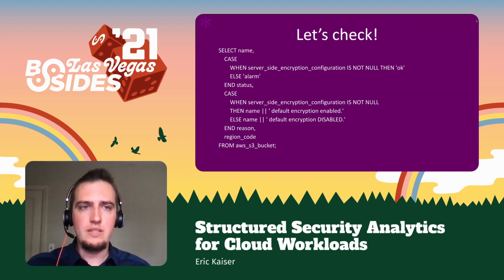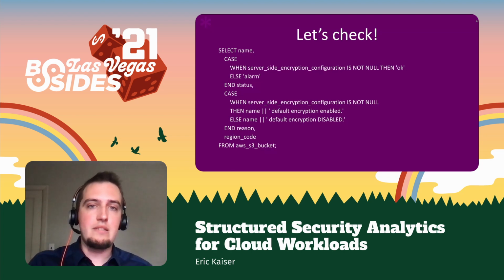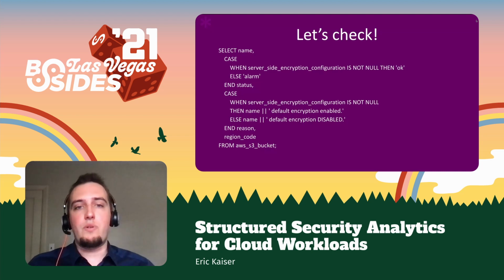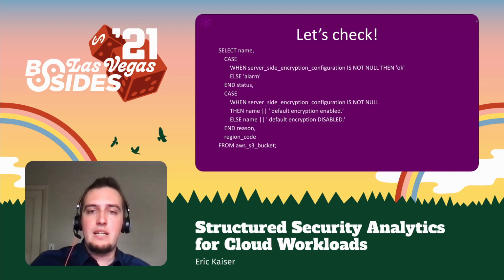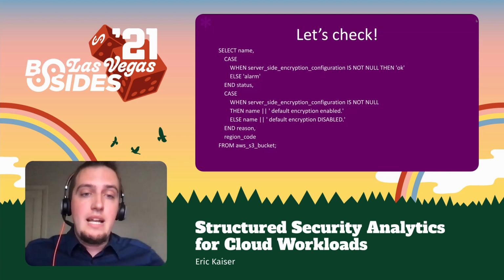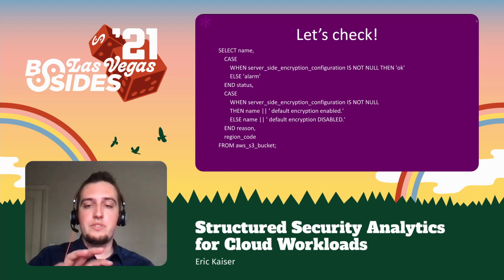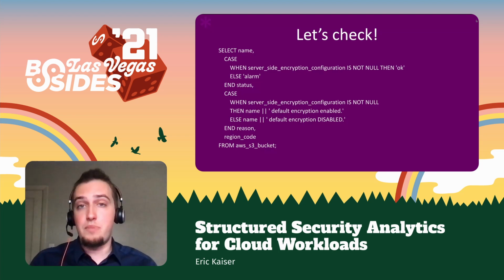So let's check. This is a sample query for CloudQuery. We are getting the name, the status, and the region from the AWS S3 bucket table. When server-side encryption configuration from the S3 bucket table is not null, then everything's fine. Encryption is configured. When it is null, something is wrong. And then what this does is take that data and present it in a nice table format so you can see at a glance which buckets have it enabled, which buckets have it disabled.